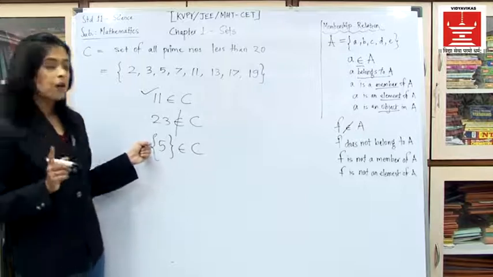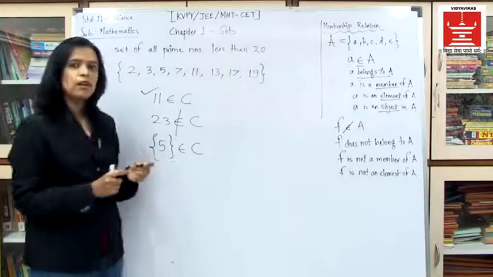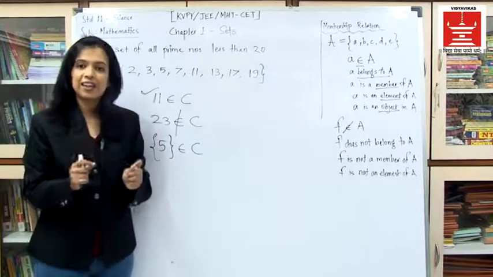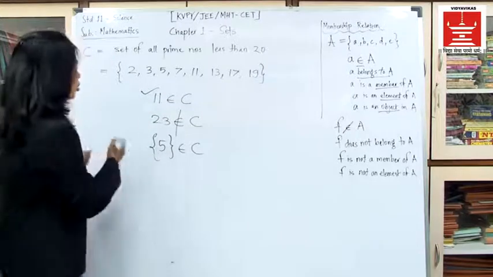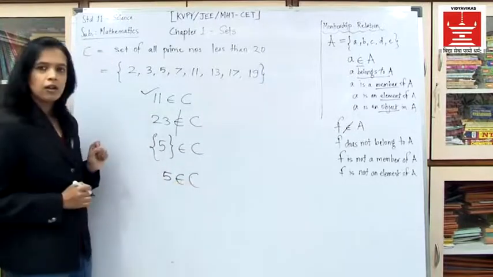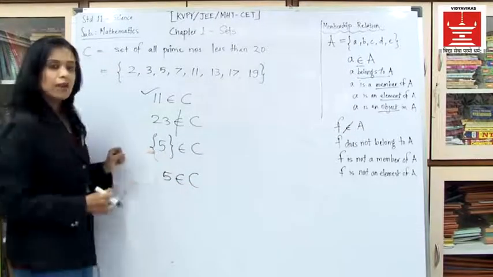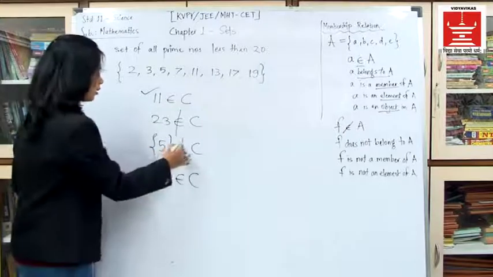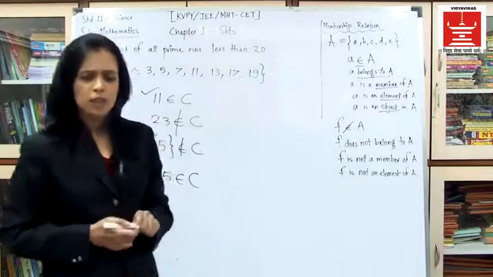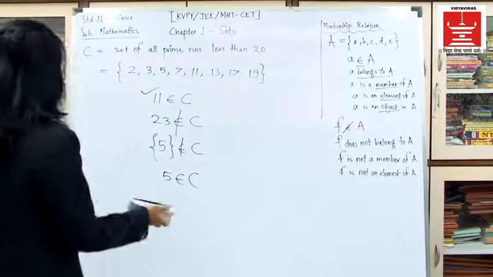No. Remember, whenever you use curly brackets, this is a notation for a set and not for a member. So, a member can be simply 5, but this 5 inside the curly bracket cannot be a member of this set. Okay, so these are all preliminary things which we need to consider.